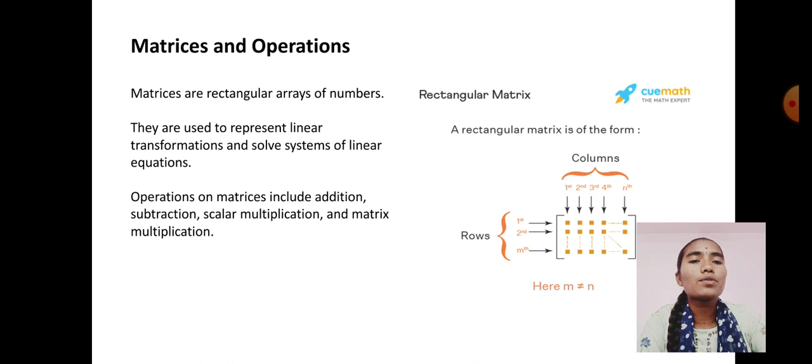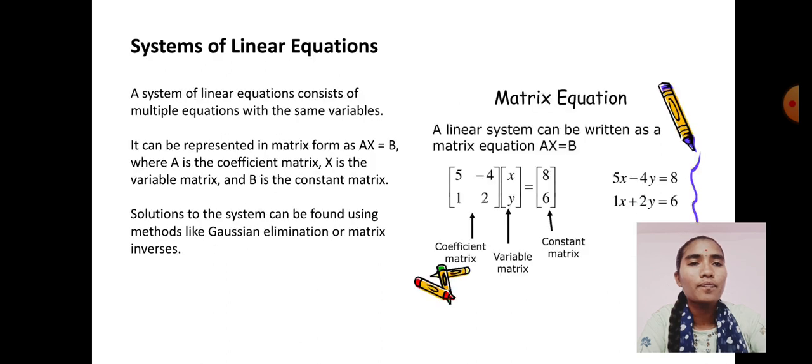They are used to represent a linear transformation and solve a system of linear equations. Operations on matrices include addition, subtraction, scalar multiplication, and matrix multiplication. System of linear equations. A system of linear equations consists of multiple equations with the same variables. It can be represented in matrix form AX = B, where A is a coefficient matrix, X is the variable matrix, and B is the constant matrix.